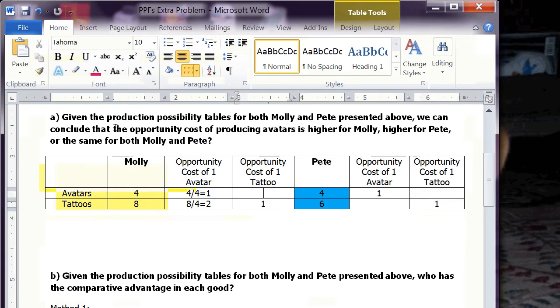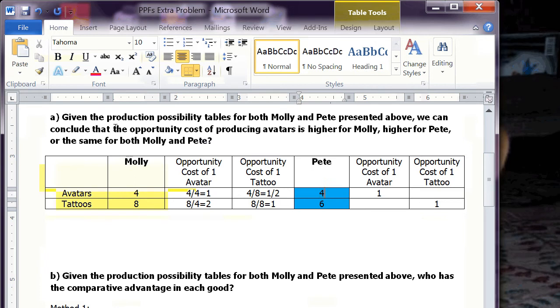Conversely, if we were finding the opportunity cost of 1 tattoo, she can produce 8 tattoos. We need to know what her opportunity cost of 1 tattoo is. So we say 8 divided by 8 to get to our 1. And if we divide one side by 8, we need to divide the other side by 8. So we say 4 divided by 8, and that is equal to 1/2. So the opportunity cost for Molly of producing 1 tattoo is 1/2 of an avatar. So if Molly produces 1 tattoo, she's giving up being able to produce 1/2 of an avatar.